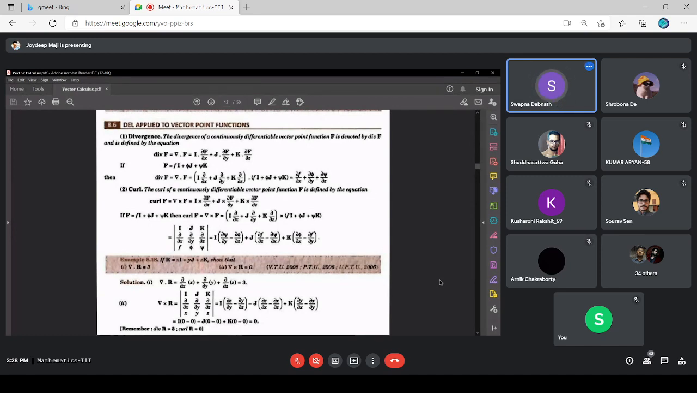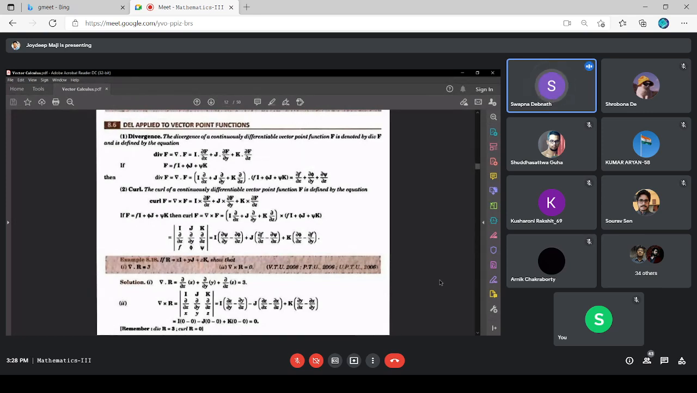Is that clear, or should I tell it again? I will explain it again. Say f can be written like this: i of small f plus j of small phi plus k of small psi, where f, phi, psi are the components along the x-axis, y-axis and z-axis. Therefore f is resolved like this. Then divergence f means del dot f. What is del? Del is i del del x plus j del del y plus k del del z.